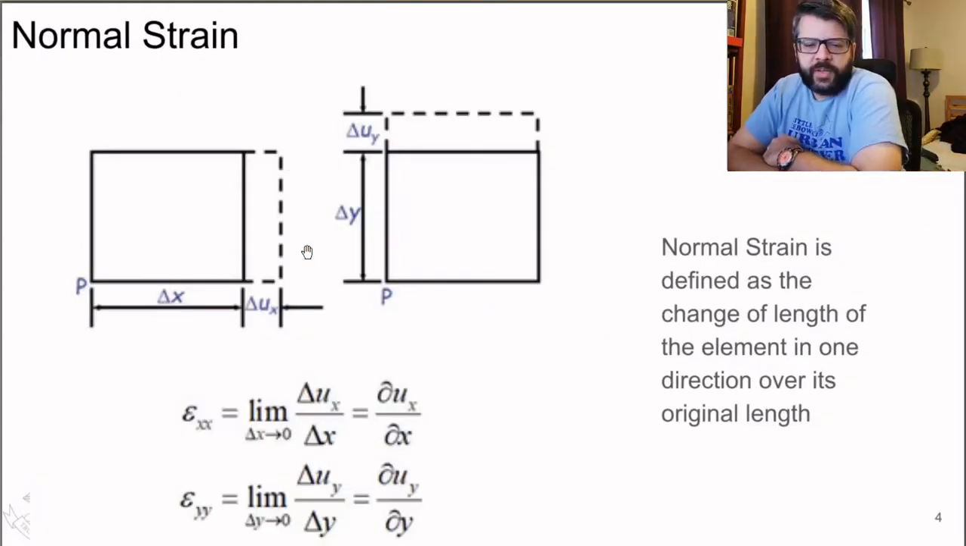So a normal strain is what changes the length of an element. So essentially something that makes something smaller or larger, or what have you. So they change the length in one direction over its original length.